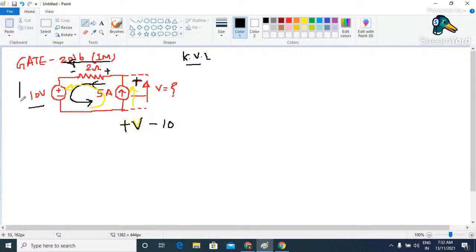And then when we are moving through this particular element, we are moving from plus to minus, so again we are experiencing a voltage drop. According to my sign convention, a drop is minus 10, and this is going to be equal to 0. So I can write V minus 10 minus 10, which is V minus 20, equal to 0. And finally we can write V is equal to 20 volt.